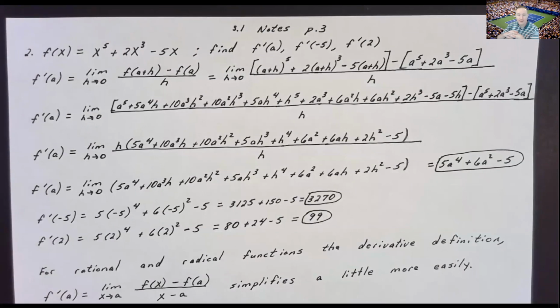I want you to find f prime of a if f of x is equal to x to the fifth plus 2x cubed minus 5x. I want you to find f prime of a, f prime of negative 5, and f prime of 2.